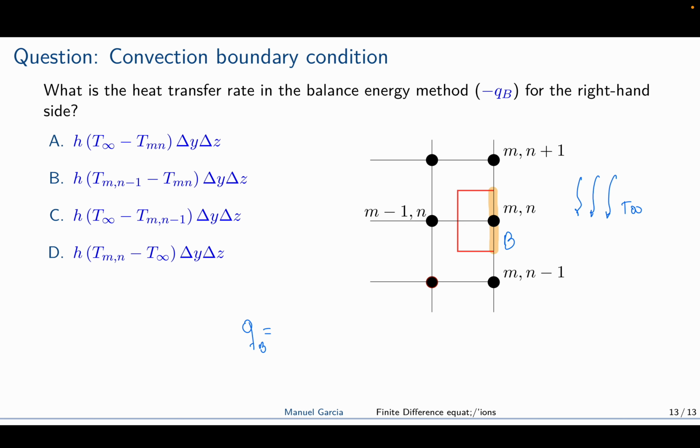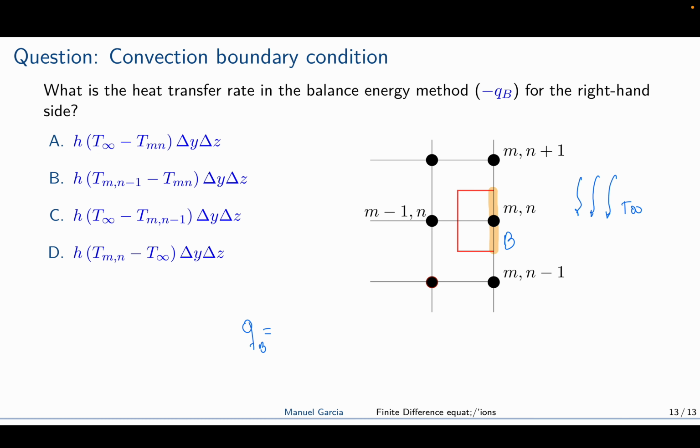So the area will be this area. That will be delta Y and delta C. All of them have delta Y, delta C as an area, so all of them are possible. And we have then H multiplied by the difference in the temperature, which involves T infinity.